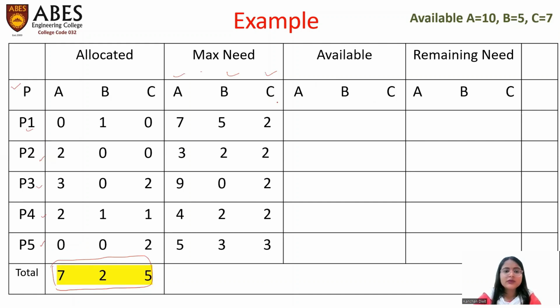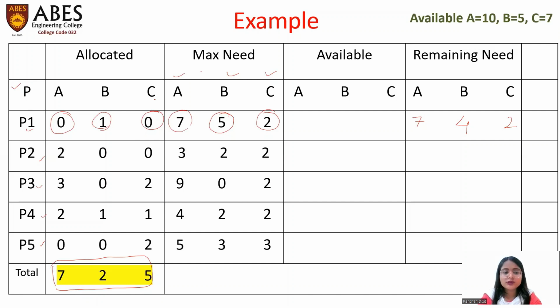We can see that the maximum is 7 but allocated is 0 for resource A, so the remaining need will be 7, right? Now for B, allocated is 1 and maximum need is 5, so 4 is the remaining need. Now for C, 0 is allocated and maximum need is 2, so 2 will be the remaining need. In such a way, we have to find out the remaining need for each and every process, for each and every resource.